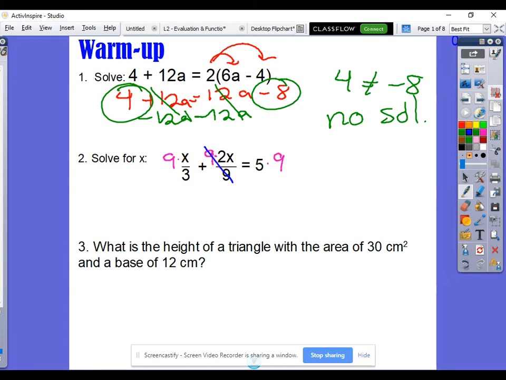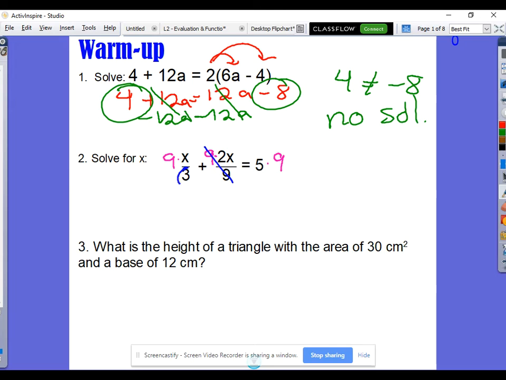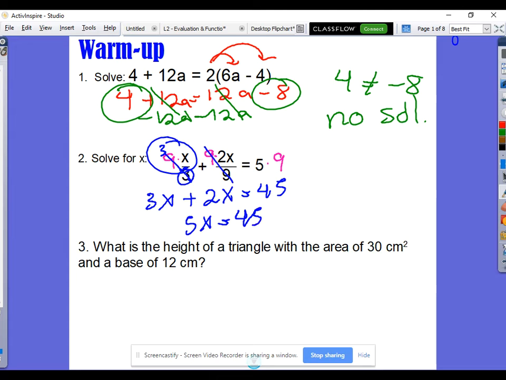Obviously these nines are going to cancel out, but the 3, in this case, is also going to divide into 9. 9 divided by 3 gives us 3. So when we multiply everything by 9, it allows both of those denominators to cancel out. So we now have 3x plus, in this case the 9 is gone, so it's still just 2x, and then 5 times 9 is 45. Real quick, those are like terms. 3 plus 2 is 5, so 5x equals 45. Divide both sides by 5. You should get x equals 9. All right, so hopefully that's getting more and more comfortable.